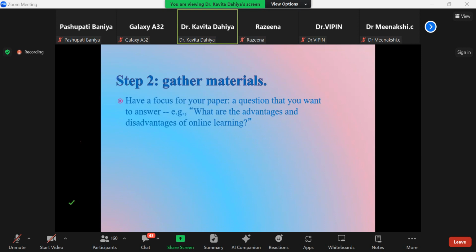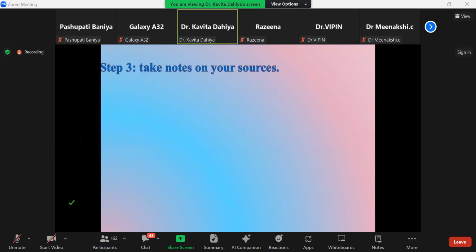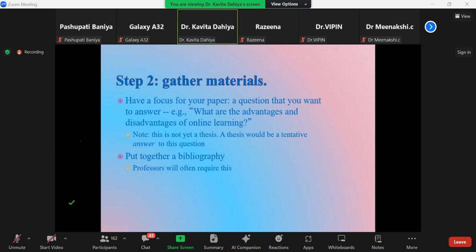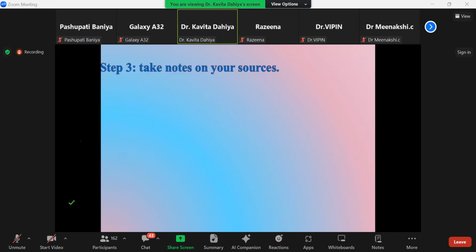So have a focus on the research paper, the question that you want to answer. Note: if there is any thesis available, then go through that thesis. Put together the bibliography, and professionally, a professor will often require this also. Take notes on your sources. This happens with the majority of researchers when you are starting your research for the first time.